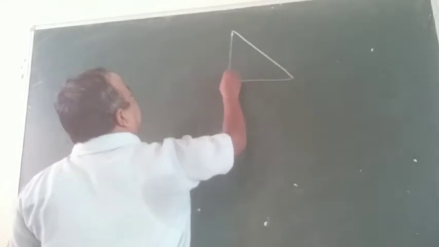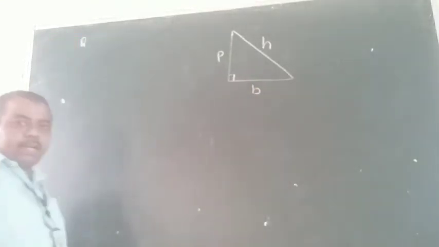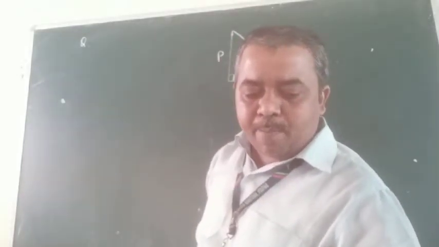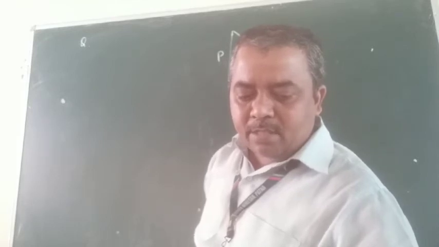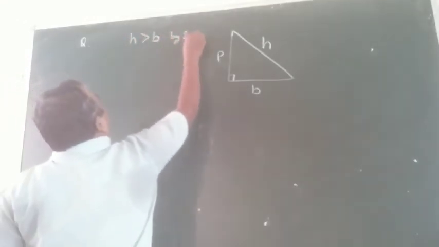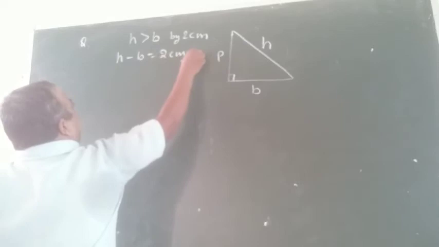So look here, I will make a figure of the right angle triangle. This is the right angle triangle, this is the hypotenuse, this is the perpendicular, and this is the base. This is question number two. Now what does the question say? The length of the hypotenuse of a right angle triangle exceeds the length of the base by 2 centimeter. Here the hypotenuse is greater than the base by 2 centimeter, that is h minus b equal to 2 centimeter. This is the first piece of information we got from the question. Okay.